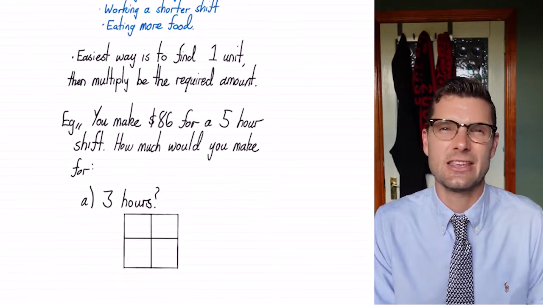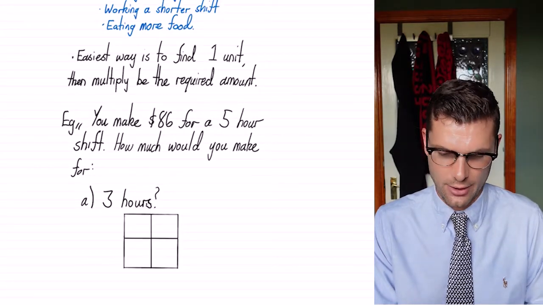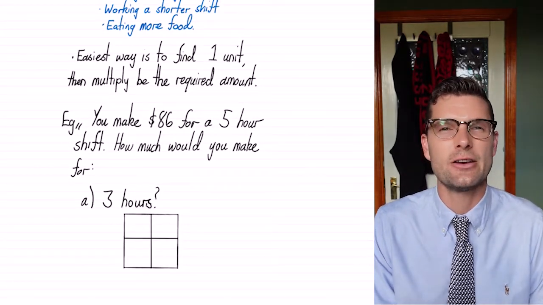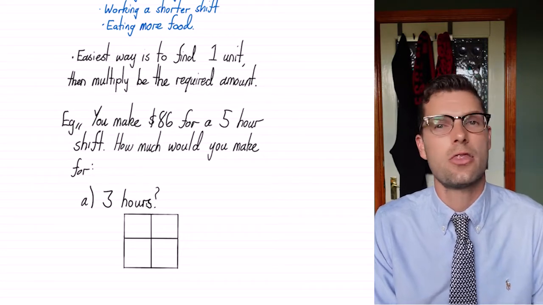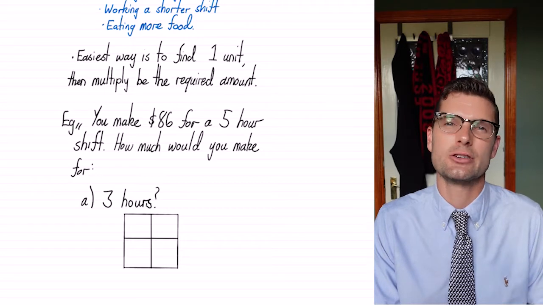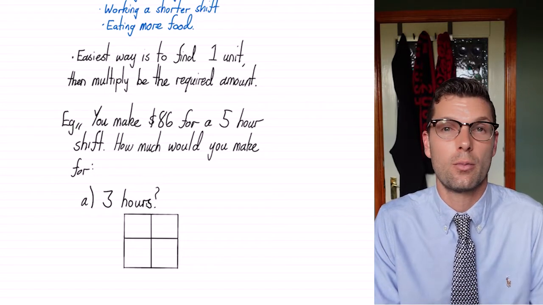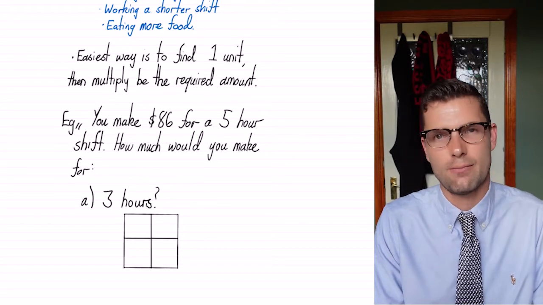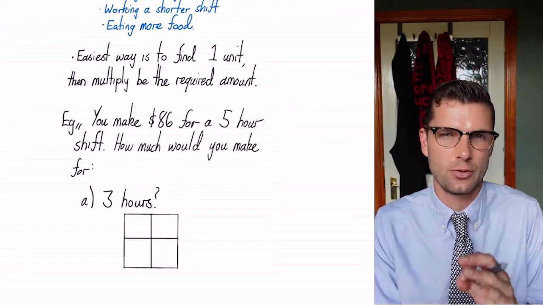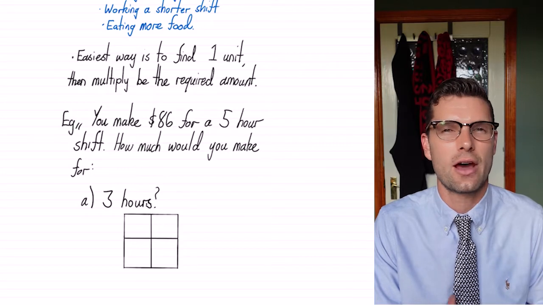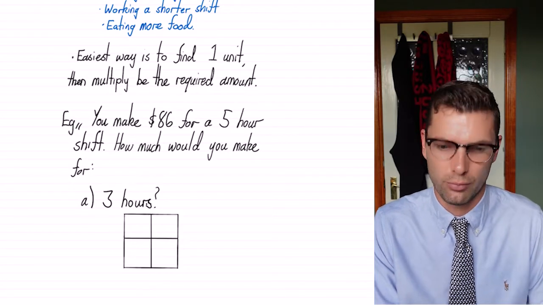So let's say you make $86 for a 5-hour shift, and we want to know how much you'd get paid if you only worked a 3-hour shift. Is it worth you coming in for a 3-hour shift? The way we want to do this is we want to work out how much we make per 1 hour and then multiply it by 3. Again, I like to use the box method just because it helps me know that my working out's in the correct order, and it'll help with slightly harder problems.